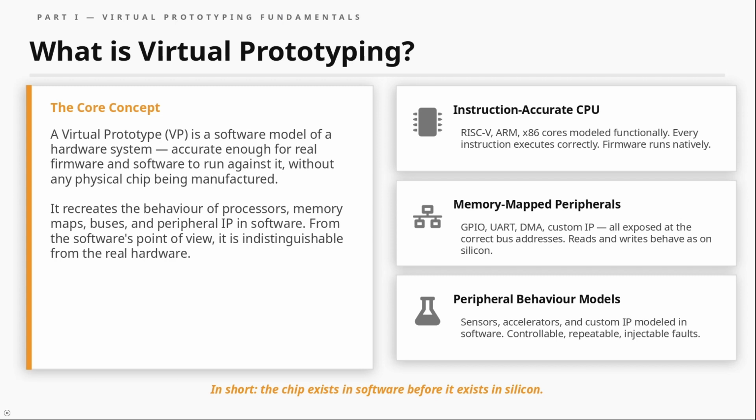So a virtual prototype is a software model of a hardware system which is accurate enough for real firmware and software to run against it without any physical chip being manufactured. It recreates the behavior of processors, memory maps, buses, and peripheral IPs in software. From the software's point of view, it is indistinguishable from the real hardware.